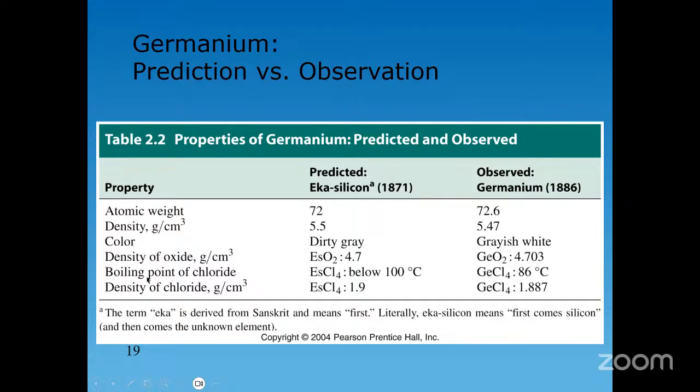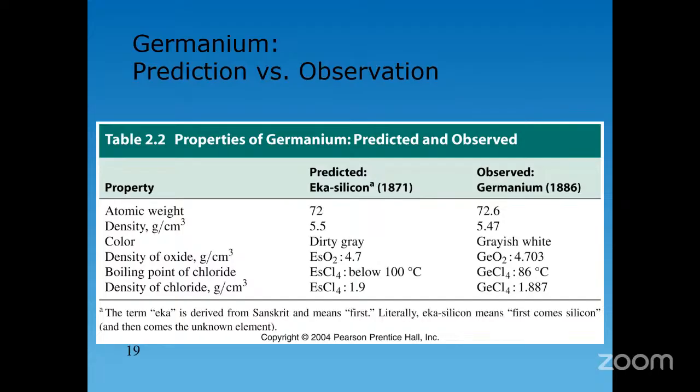Now, in terms of the boiling point of the chloride, they could not predict with a great deal of accuracy. All they could say is that the boiling point is 100 degrees or below 100 degrees Celsius. Turns out that the boiling point is 86 degrees when the chloride of germanium was synthesized. And then finally, the density of the same chloride was predicted to be 1.9 grams per mL. Here it's found to be 1.887 grams per mL. So basically, you can see that overall, there is a close agreement between what was observed when germanium was discovered and what was predicted by the periodic table of Mendeleev, right?